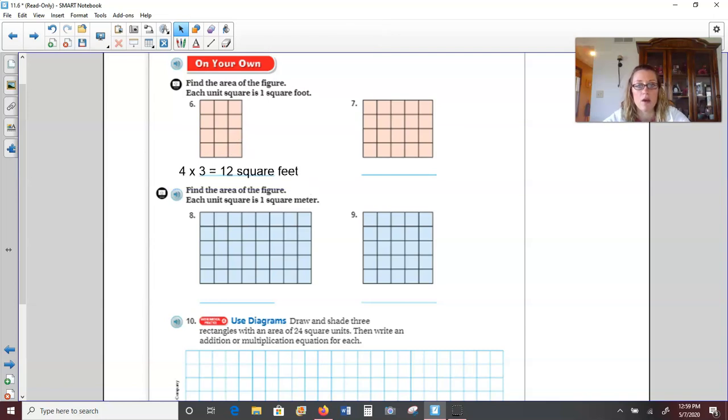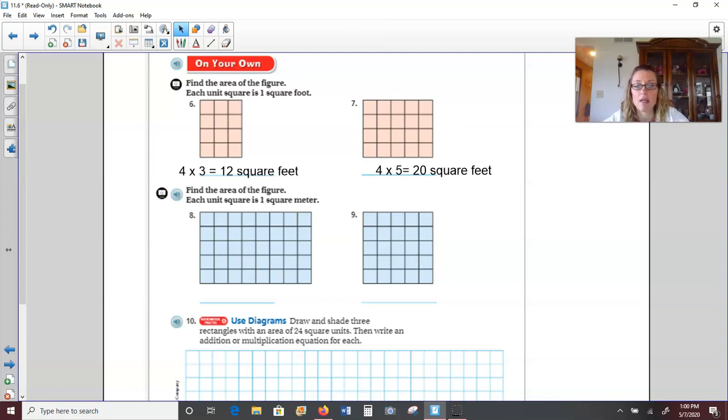Okay, over to number 7. How many rows? 1, 2, 3, 4 rows times how many is in each row? 1, 2, 3, 4, 5. Yep, 4 times 5. And what does that equal? 20. And our label? Square feet. All right, down to number 8.